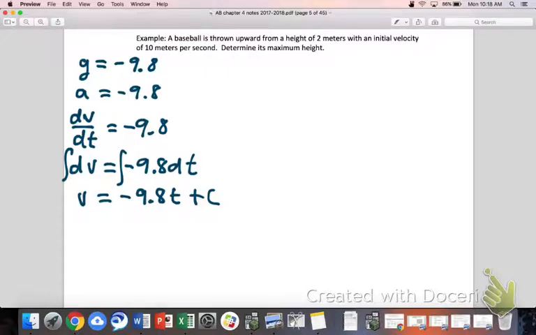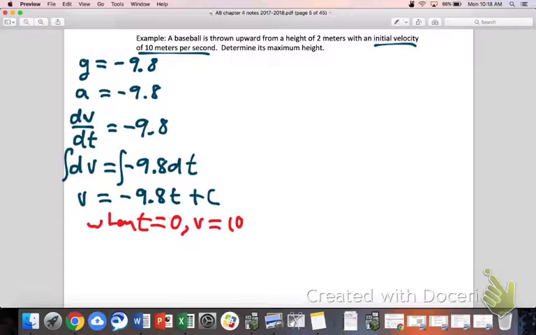Now, I've got to figure out the c because I actually want to find the max height. So I need particular solutions, not general solutions. Anybody have any idea on what I could use to help me find the c? The velocity, yeah, what kind of velocity? And what does the word initial mean? When t is 0. Yeah, so when you see initial velocity of 10 meters per second, what that is really saying is that when t equals 0, v equals 10. That's what that initial condition really means. Initial vertical velocity of 10 means when t is 0, v is 10.